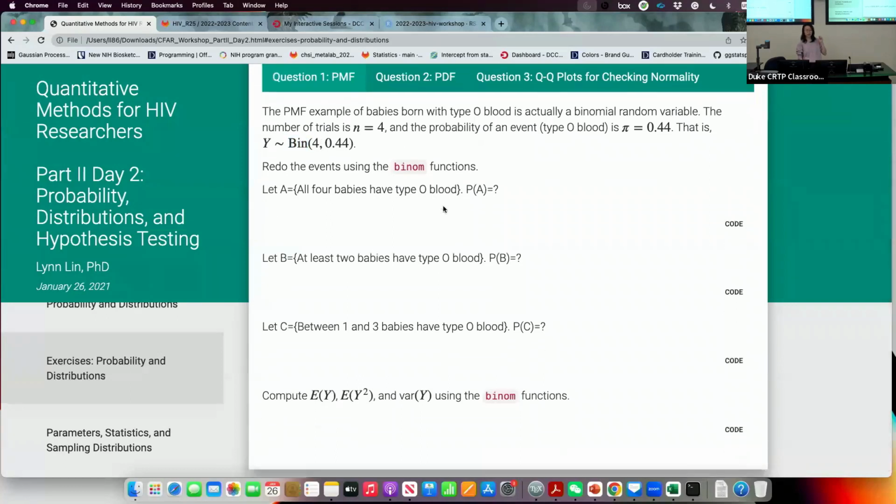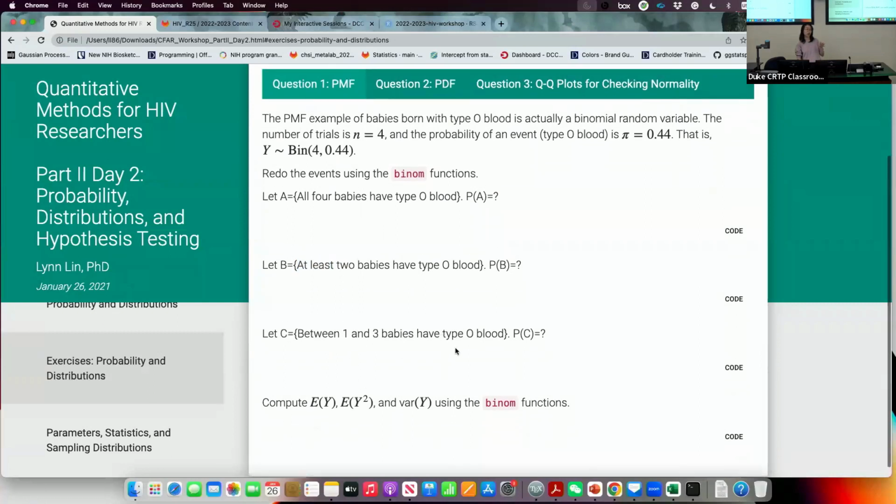Now, can you use R to redo all this analysis? For example, find out the probability that all 4 babies have type O blood, the probability that at least 2 babies have type O blood, and the probability that between 1 and 3 babies have type O blood. Can you use R to do everything? Can you just try it? I will wait maybe 3 minutes and then we can talk about it.